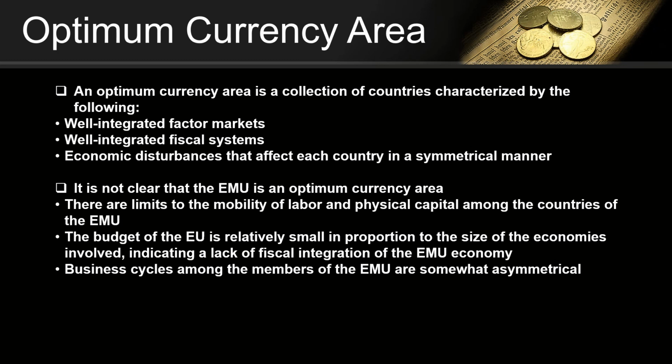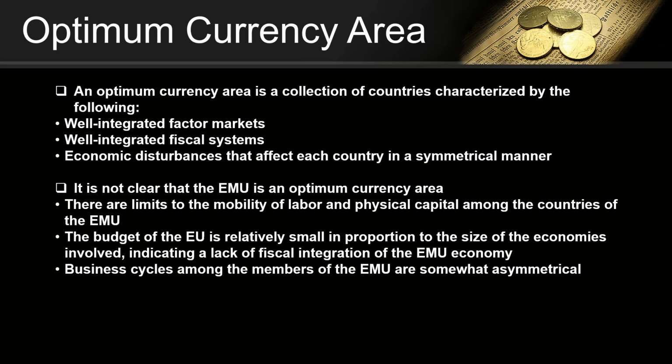There is an idea in international economics that is important to our preceding discussion of the EMU. This is the notion of an optimum currency area. An optimum currency area is a collection of countries characterized by the following. First, it has well-integrated factor markets. Besides, it also has a well-integrated fiscal system, as well as economic disturbances that affect each country in a symmetrical manner.